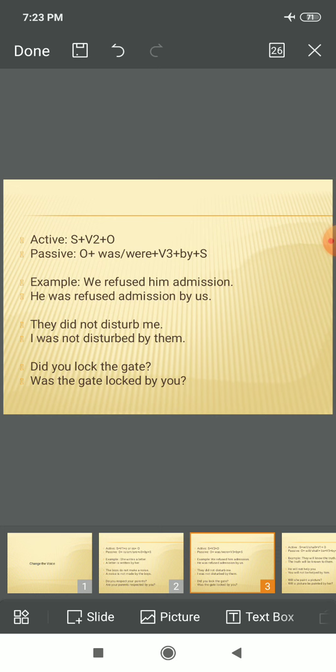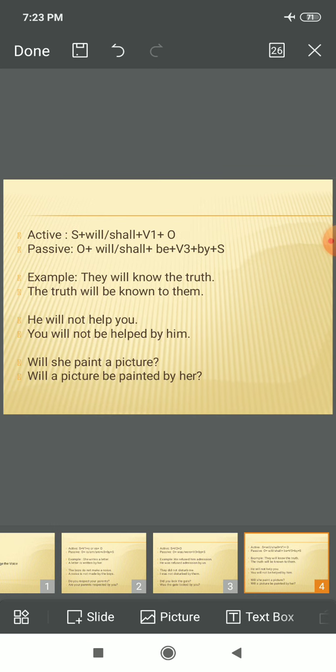Next interrogative sentence is, did you lock the gate? Again, helping verb is there in the beginning. Did would change into was or were according to the situation. Since the gate is singular, we will use was here. Was the gate locked by you? Question mark. Right? Coming to the next one. See, children, it's as simple as that.